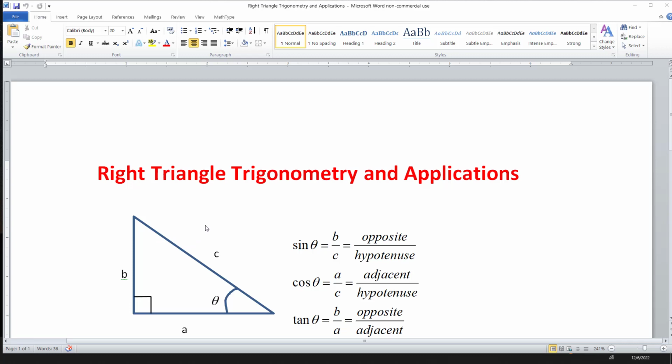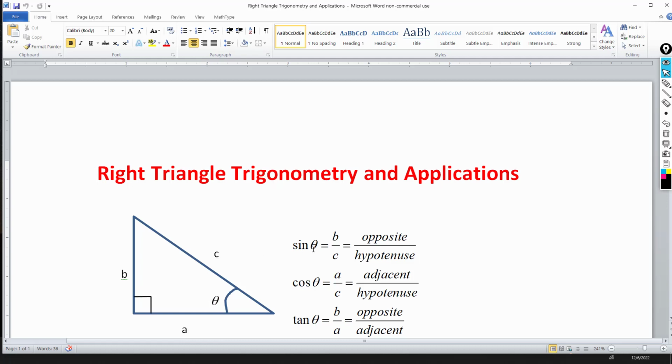So for this one here, I have a right triangle, and the sides of the triangle are A and B. Those are called the legs, and C, which is the longest side, always opposite the largest angle, which is of course 90 degrees, is the hypotenuse. So we define the trig functions, so we know this angle theta here. Then B is the opposite side, A is the adjacent side, and C of course is the hypotenuse.